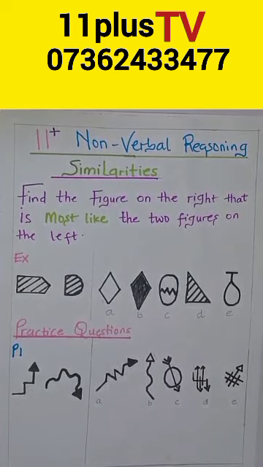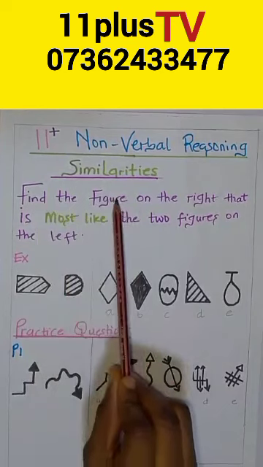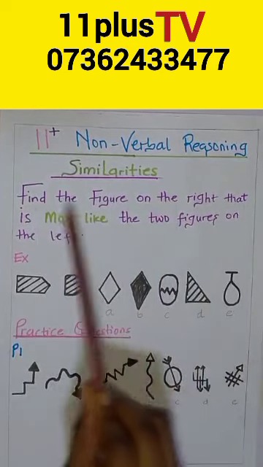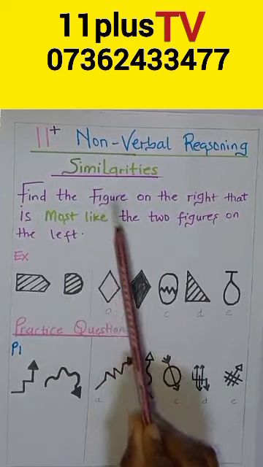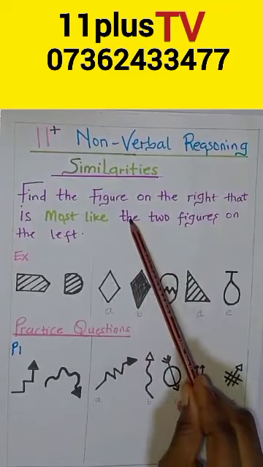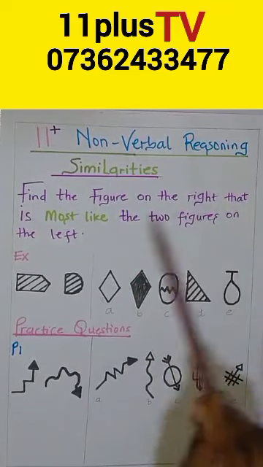For this class, we'll be looking at similarities, that is looking for a shape that is similar to the two figures on the left. You don't have to look at the differences. The differences will be for odd one out. Now let's take the instruction. Find the figure on the right that is most like, that is similar to the two figures on the left.